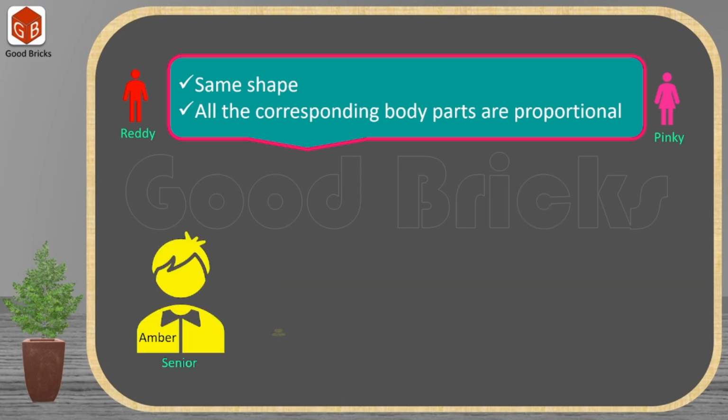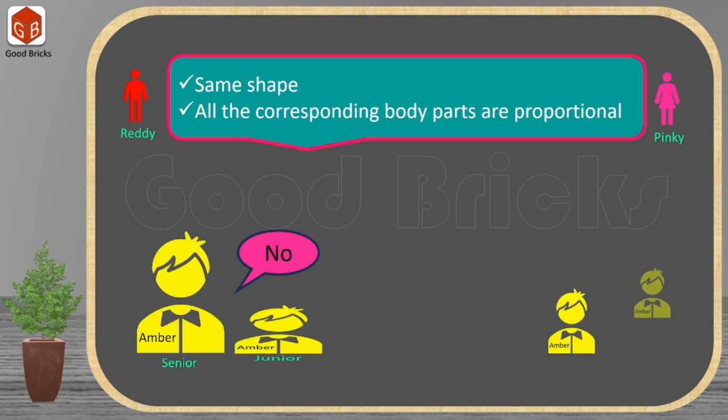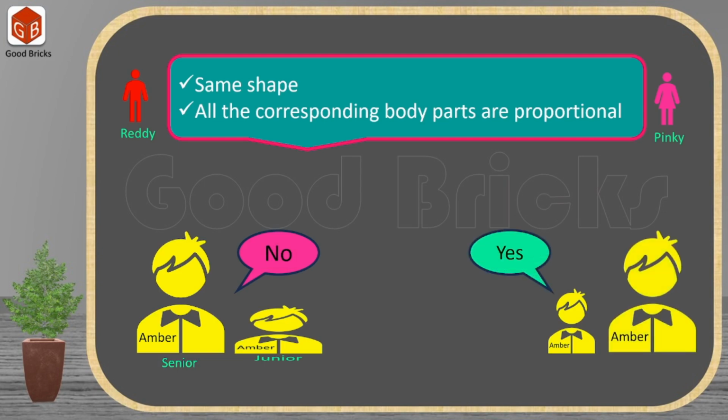Now let us observe a few more images on the screen. You have all ambers on the screen. Here these two ambers, senior amber and junior amber, are not similar because in this amber the height decreased but the width is not decreased. When height decreased, width also should decrease. It means all the body parts should decrease. Then only we can say these two ambers are similar.